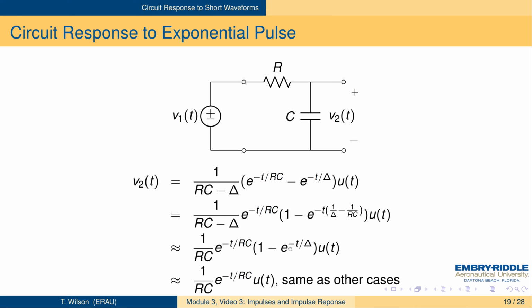And then you realize as delta is getting smaller, that's a 1 minus e to the minus t over time constant waveform. And the time constant is getting shorter and shorter, so it's looking more and more step-like. The exponential goes way faster, basically. And so as delta gets small, you can ignore this term and just treat it as a constant 1. And so you get 1 over RC e to the minus t over RC u of t, and that's the same thing we got in other cases.